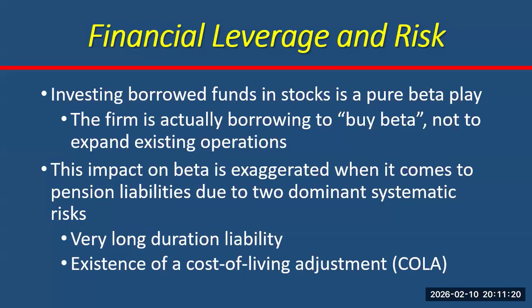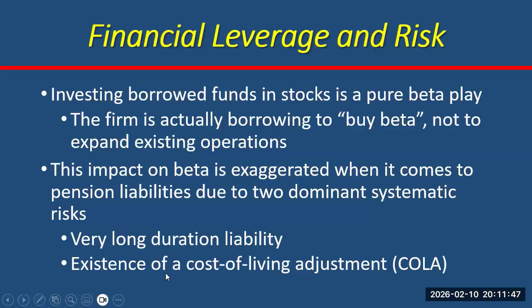So you think about this as kind of the perfect storm, right? You go into recession, your liability is going to shoot up because interest rates fall, and your stock portfolio is going to shoot down because of the recession. It's really, really bad. So pension plans are very long duration liabilities. They're kind of an extreme kind of debt. Very highly sensitive to interest rates, very high systematic risk.